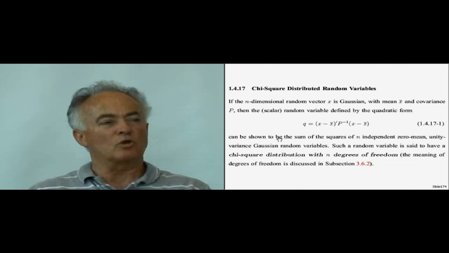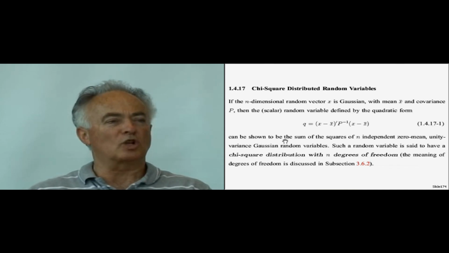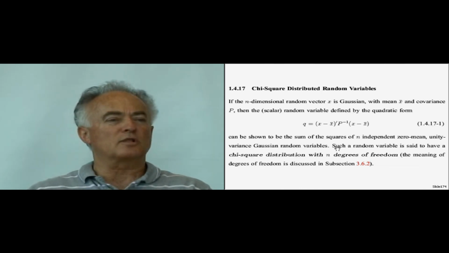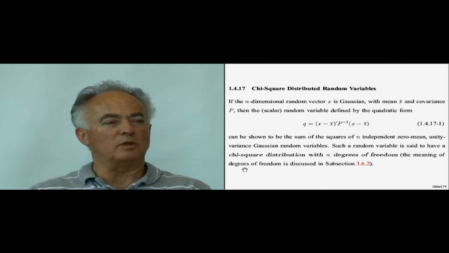This can be shown algebraically to be the sum of the squares of n independent, zero mean, unity variance Gaussian random variables, and that's what's called standard Gaussians. Such a random variable is said to have a chi-square distribution with n degrees of freedom. The meaning of degrees of freedom will become clear later when we discuss least squares.